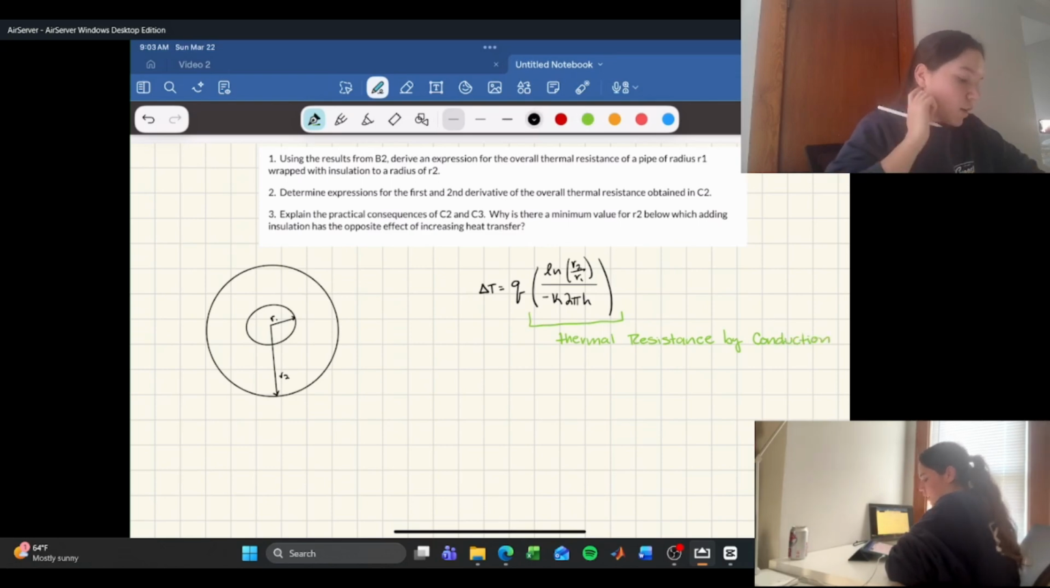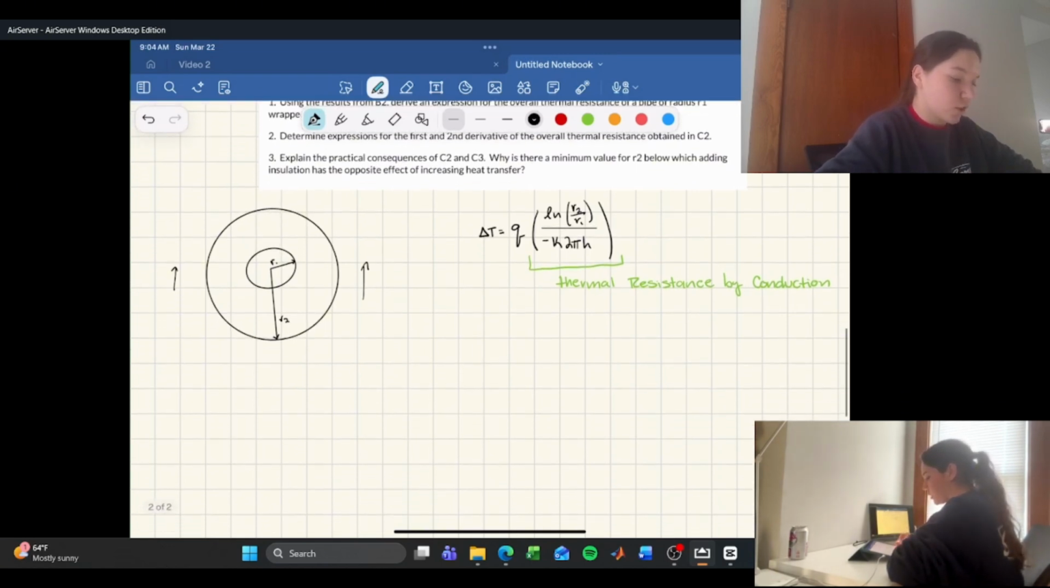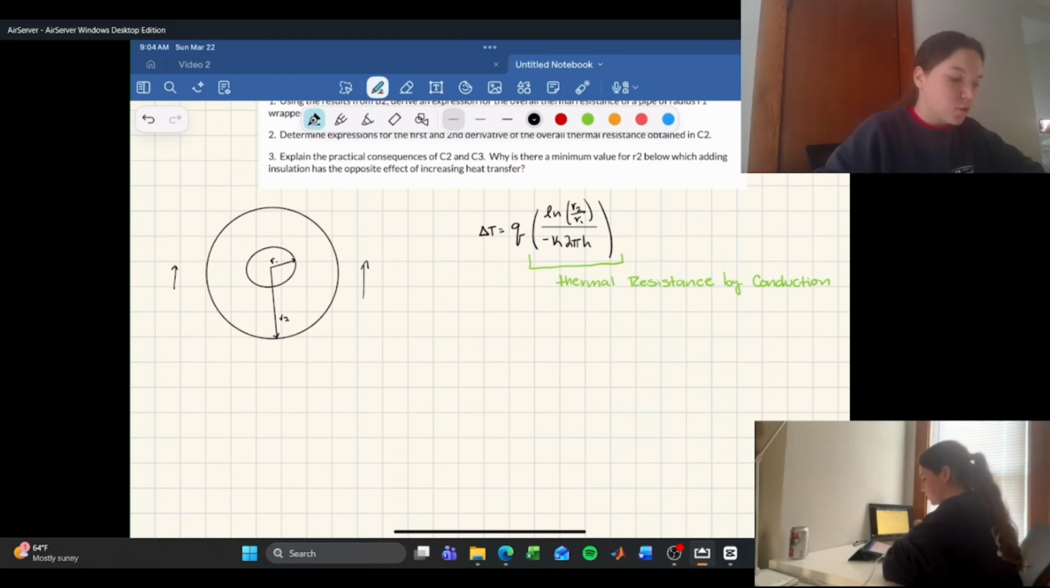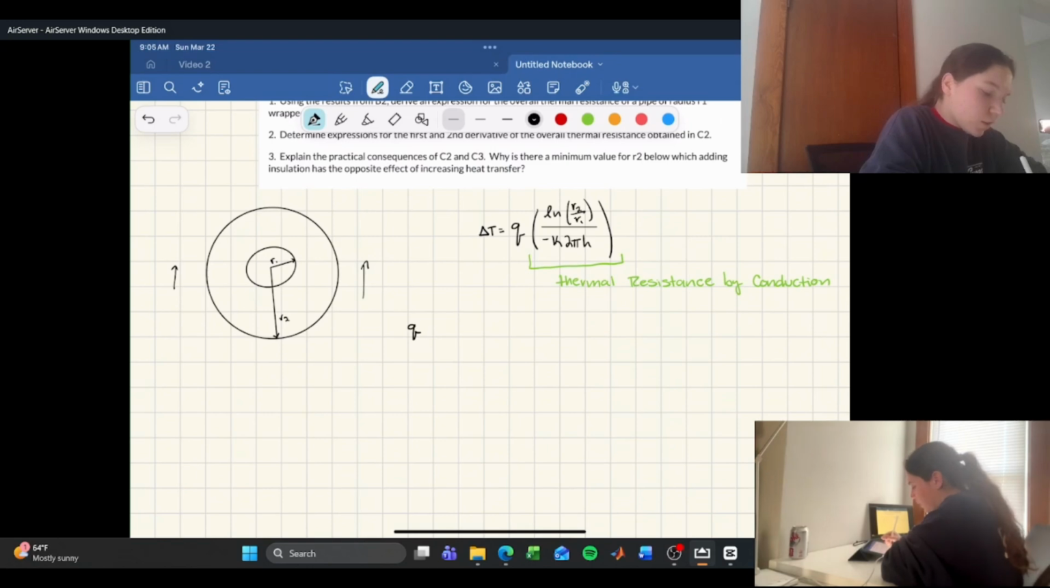Okay, and then for this example, it's a pipe wrapped in insulation, and the insulation is going to be in contact with, let's just say, the air. So we have to find the thermal resistance by convection as well for this problem. We can start with the heat flux by convection, which is equal to the heat transfer coefficient times the surface area times the change in temperature.